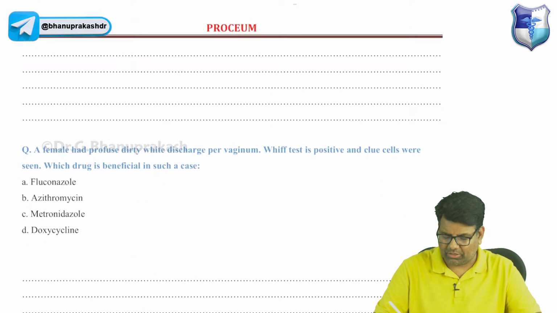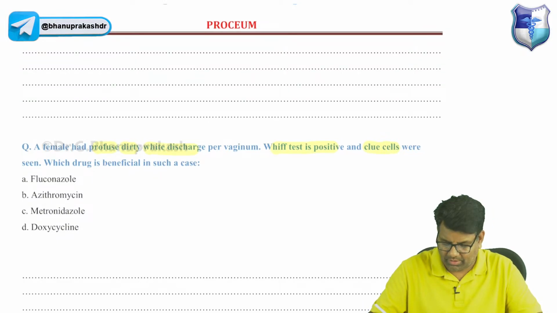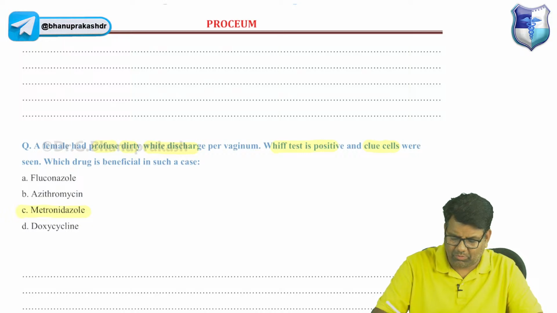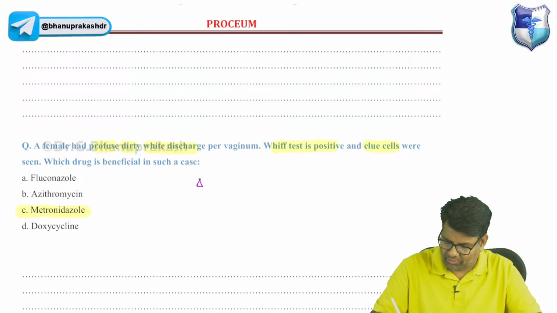A female patient has profuse dirty white discharge. Whiff test is positive, and clue cells were also seen. Which drug will work? This is metronidazole, and I think most of you must be able to make the clinical diagnosis of bacterial vaginosis.